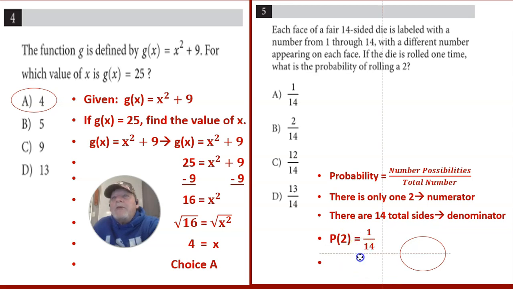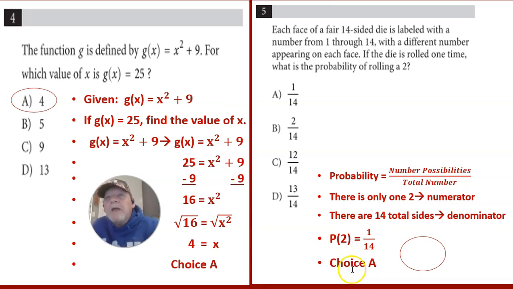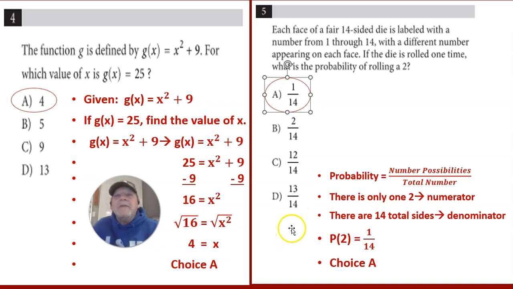The way that you write a probability, you put a capital P, and then it's the probability of 2. So I'm going to put 2 in parentheses, and that equals the 1 because there's only one 2, over the total possibilities, which is 14. And that happens to be choice A. Choice A, I hope you did. So both of them were choice A's.